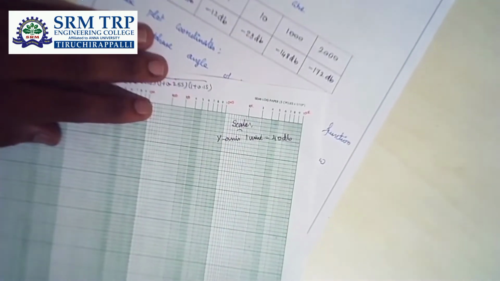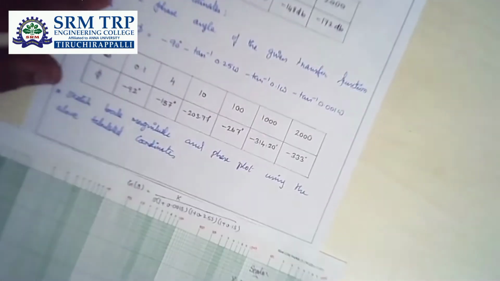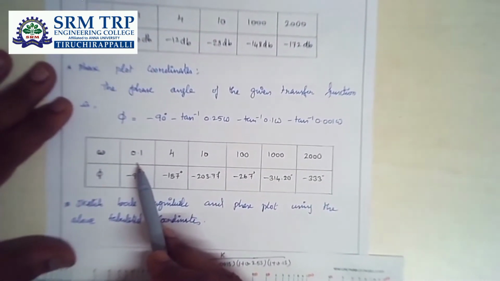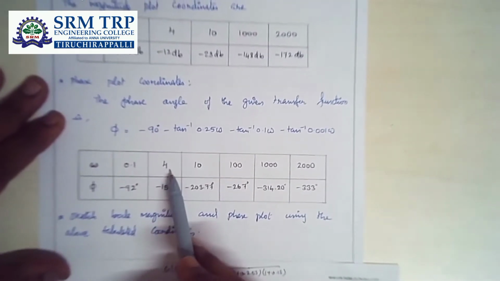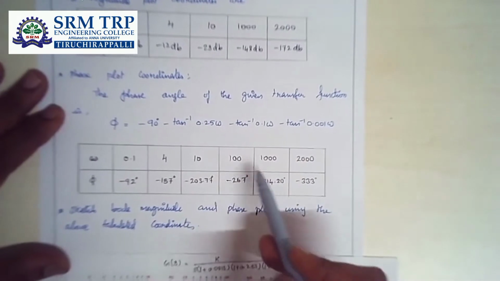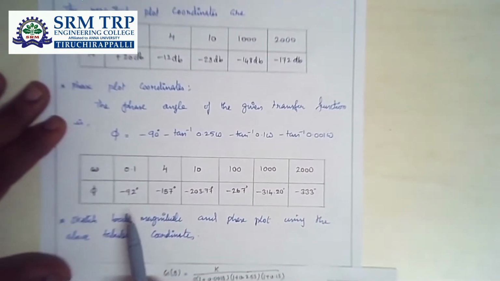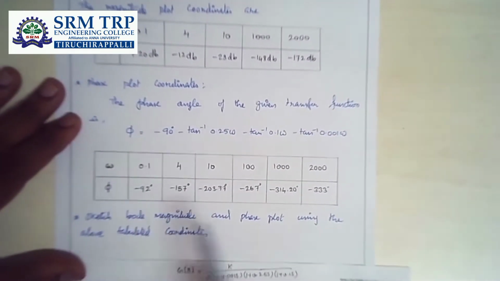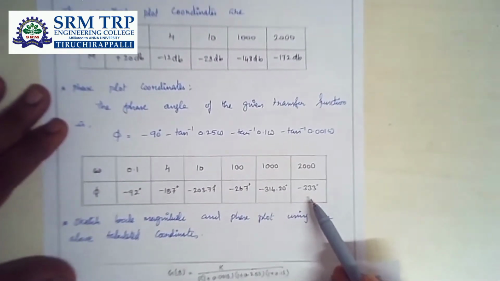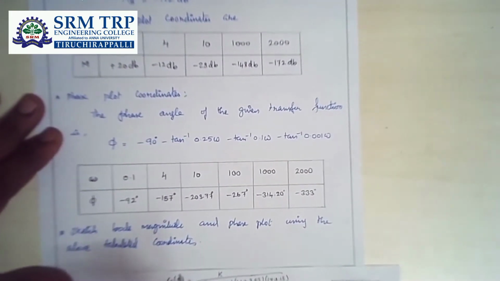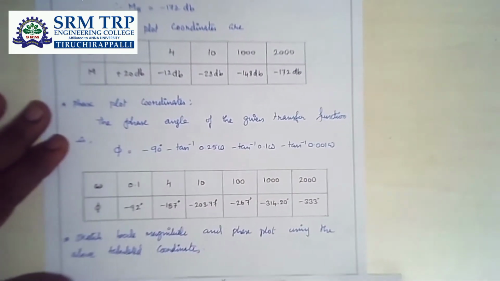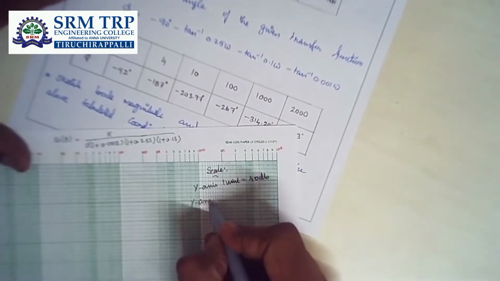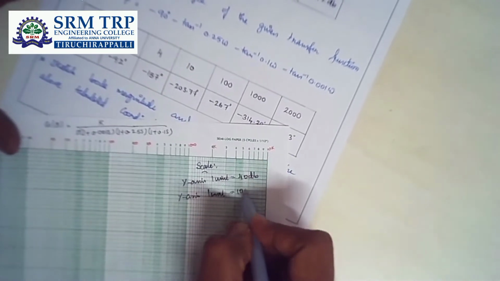So I have written the y scale, and the phase plot coordinates you can see right over here. So for different frequencies like 0.1 radian per second it is minus 92 degree, 4 it is minus 157, 10 it is minus 203, likewise up to 2000 I have taken. If you notice, in the negative quadrant the minimum one is minus 92 degree, and the maximum one is minus 333 degrees. So if I fix the scale between 0 degrees and 400 degrees, that is more than enough. And always I fix y-axis 1 unit is equal to 100 degrees, right?